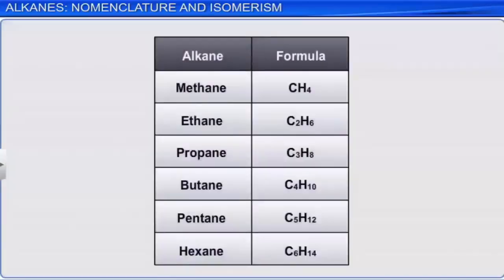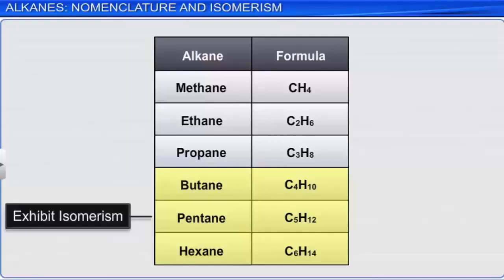However, as the number of carbon atoms in an alkane goes on increasing, we get more than one structural arrangement for a particular molecular formula. Such compounds are called isomers. The phenomenon of exhibiting isomers is called isomerism.